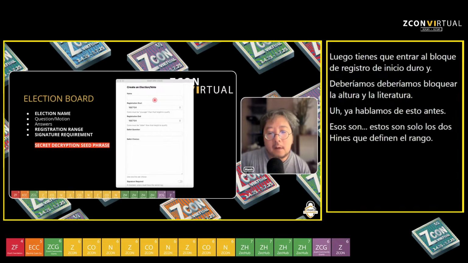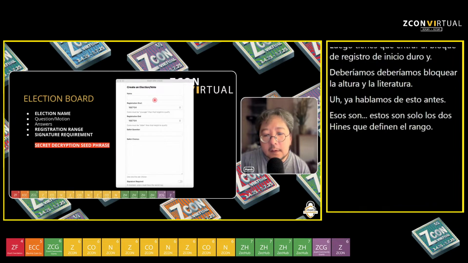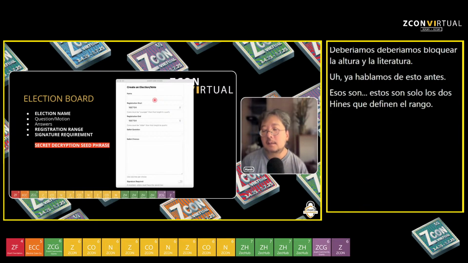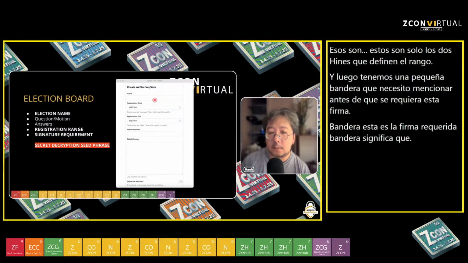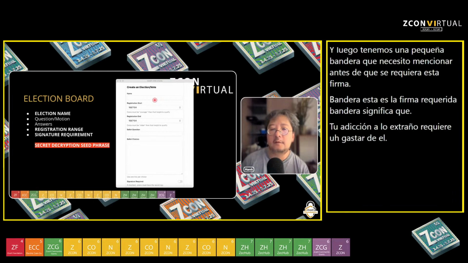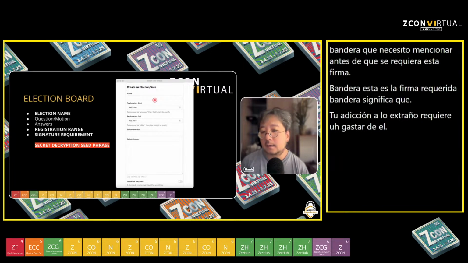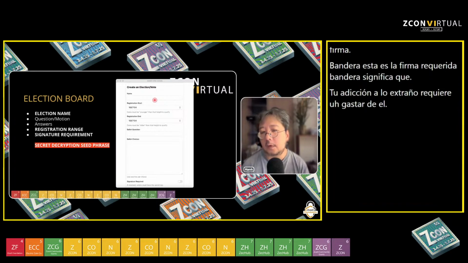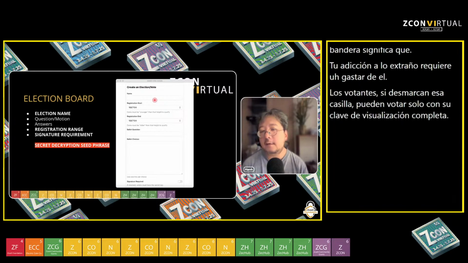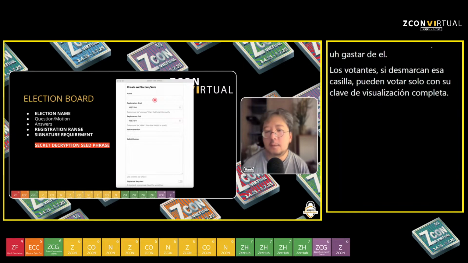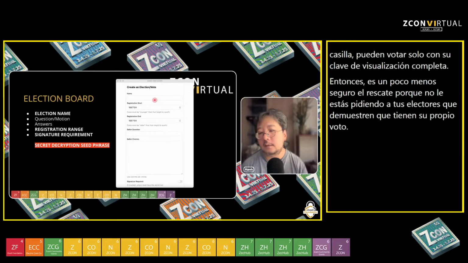And then we have a flag that I didn't mention before, the signature required flag. The signature required flag means that your election will require spending signatures from the voters. If you uncheck that, a voter can vote with only their full viewing key. So it's a bit less secure, because you're not asking your electors to prove that they have ownership of the coin. You just ask them to prove that they have the viewing key on the coins.